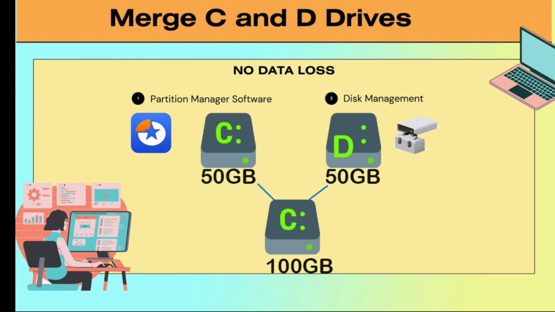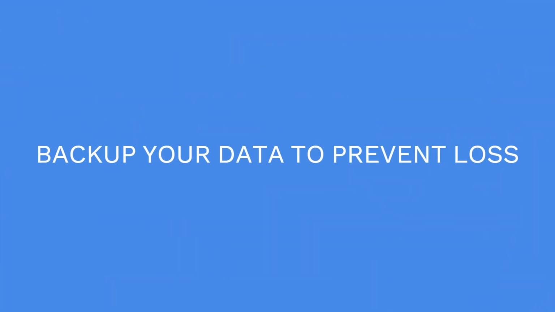Let's get started. Before merging drives, move all important files from the D drive to an external drive or a folder on the C drive. This process will combine space from D into C. D will no longer exist as a separate partition.